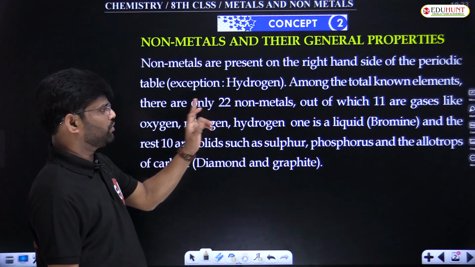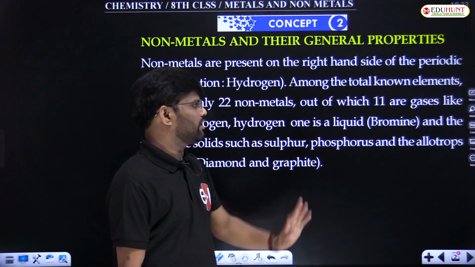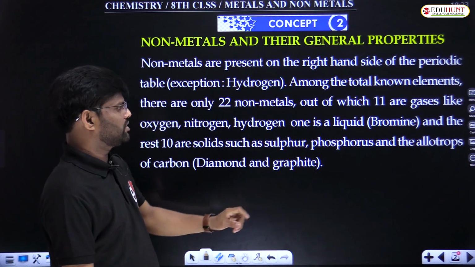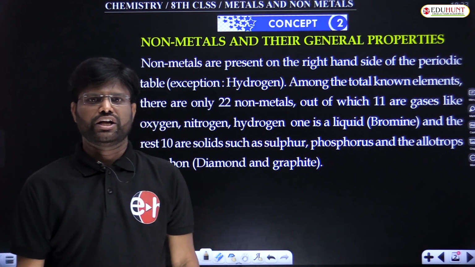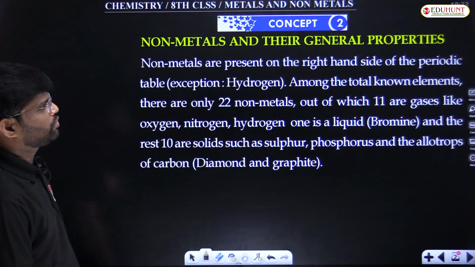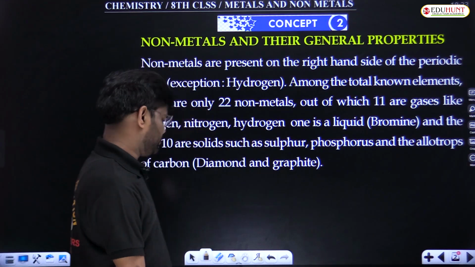So of the total 22 elements, 11 are gaseous elements, 10 are solids, and one is a liquid non-metal, that is bromine. So let us discuss what those 11 gaseous elements are.